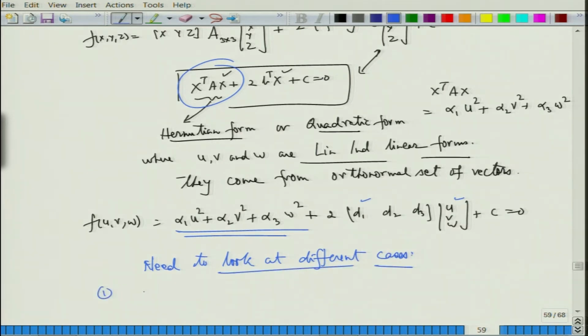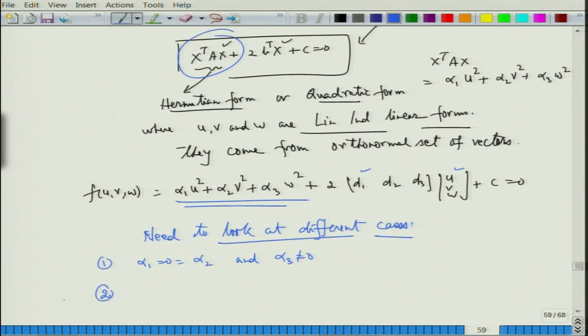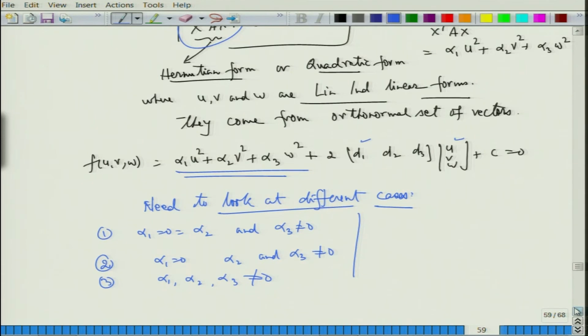One will be that alpha 1 is equal to 0 is equal to alpha 2 and alpha 3 is not 0. Fine. You have to look at this case. You have to look at the case alpha 1 is 0, alpha 2 and alpha 3 are not 0, and the third case none of alpha 1, alpha 2, alpha 3 is 0. So, I will have to look at all the 3 cases. In each of the cases again I will have to look at positive, negative and so on. You will have to be careful and proceed. Fine. So, you need to understand each of the cases separately.